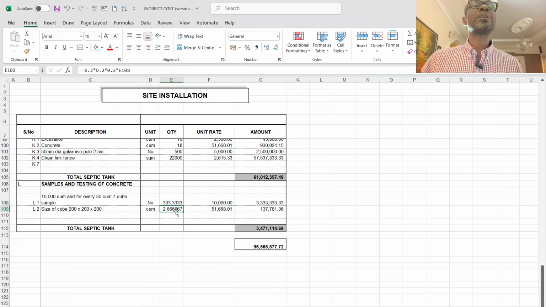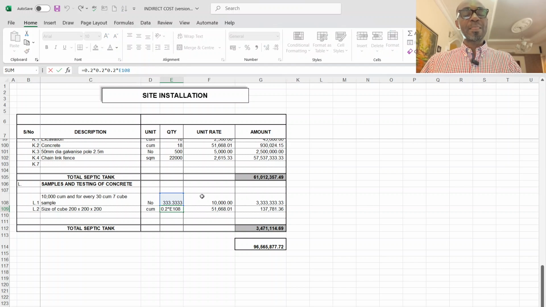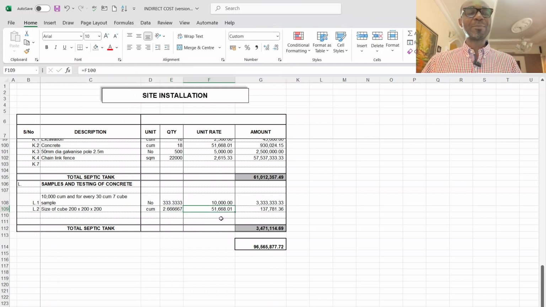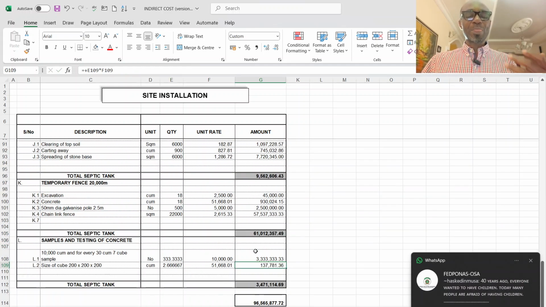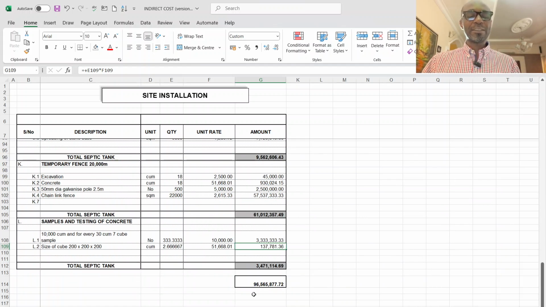Then the cost of the concrete itself that you're going to use to cast those. This is an item of cost. You're going to pay money. You bought the cement and the granite. So I now multiply the 333 by the size of the cube test, which is 20 by 20 by 20, and it gives me almost 3 cubic meters. Multiply by the unit rate, and it gives me 137. So you can see for this assumed project, the cube testing is almost 90 million.